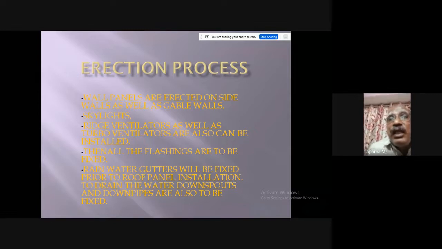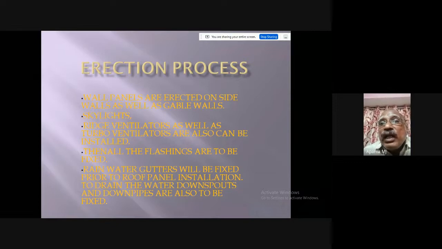Flashing means the junctions are to be covered with flashing. If the roof panel and wall panel meet, on that side there will be a flashing, an L-shaped flashing. So it will take care of the leakage. So water will not penetrate inside through those gaps or joints.